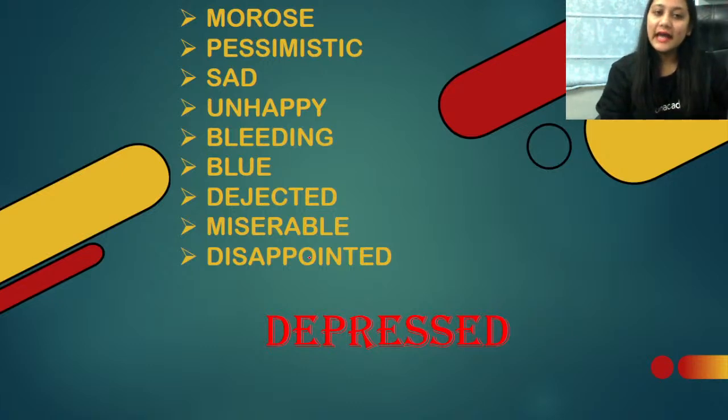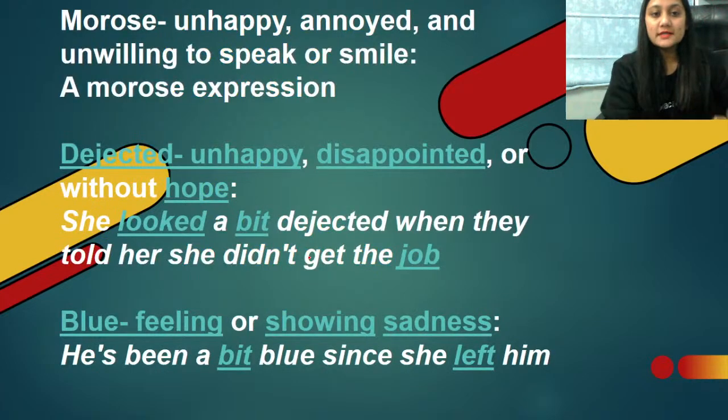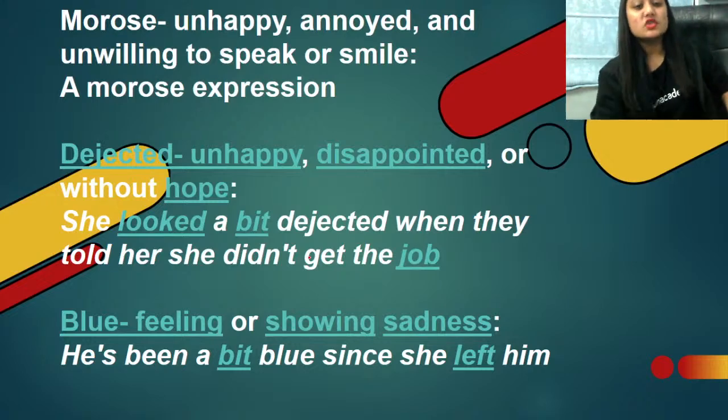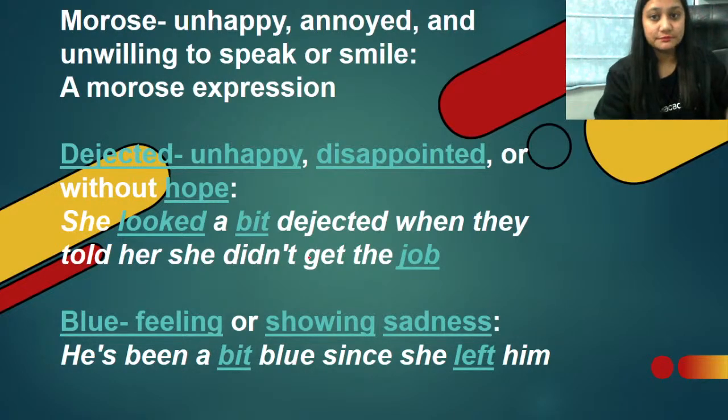Sad, you already know. Unhappy, bleak. Bleak can also be used here. Blue. The same spelling as the color blue, it's for depressed also. Dejected, miserable, or disappointed, right? I'm repeating these terms. They are morose, pessimistic, sad, unhappy, bleak, blue, dejected, miserable, or disappointed. Morose: unhappy, annoyed, and unwilling to speak or smile. When you are so disappointed, so unhappy, and you have no spirit to speak with somebody, that can be called a morose expression, right?